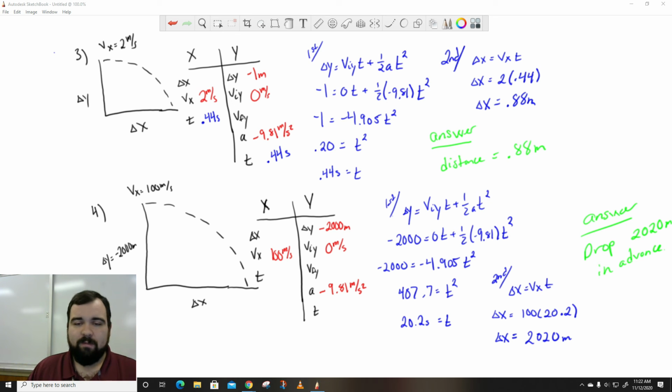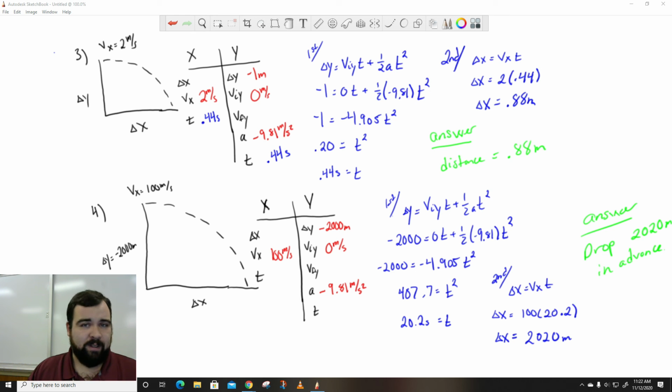Number 4, this is the cargo plane problem. So it's traveling at 100 meters per second, and the item is pushed out. The altitude is 2,000 meters. How far ahead of the drop zone would you have to release it?